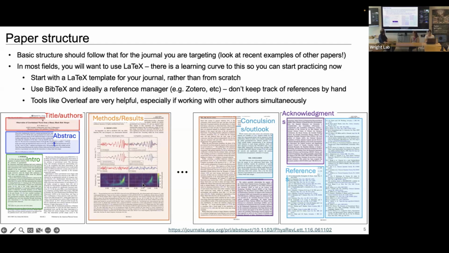Does anyone know what this paper is, if you can see it? It's kind of a famous plot here. The title is probably too small to see, so this is a good quick check. Yeah, great. So this is the very first detection by LIGO of gravitational waves from merging black holes.